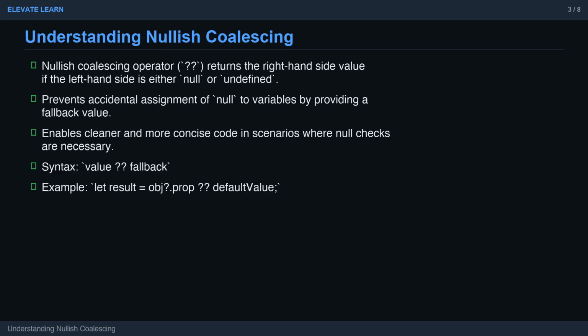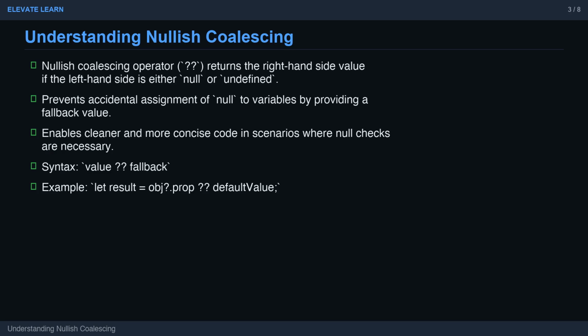Hey there, welcome back to our tutorial series on JavaScript. Today we're diving into an essential feature called Nullish coalescing. This handy operator helps us avoid some common pitfalls when dealing with potentially missing values. For instance, if you try to access a property that might be null or undefined, it will automatically give you a default value instead of causing your code to break. It's like having a built-in safety net.